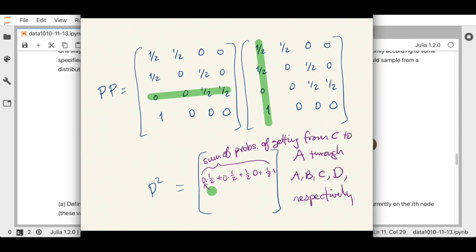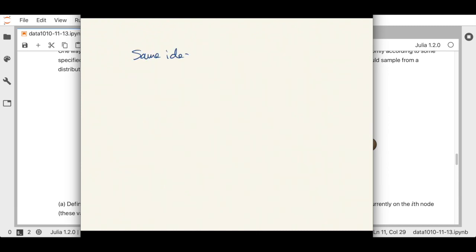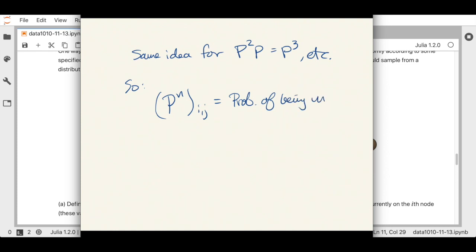And then going from P squared to P cubed is the same idea. If we want to know the probability of getting from C to A in 3 steps, we can compute the probabilities of getting to each of the other nodes in 2 steps, and then multiply each of those probabilities by the transition to A and sum. So the bottom line is that the entries of P to the n give us the probability that we're going to be in a given state given each starting state.